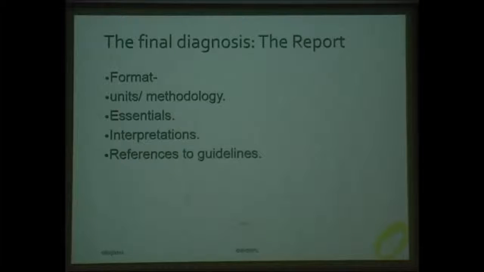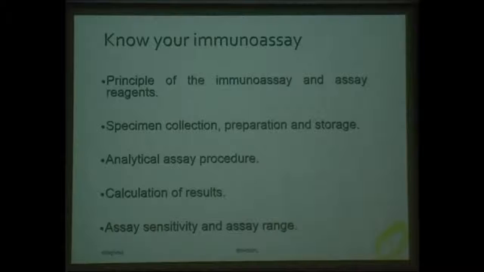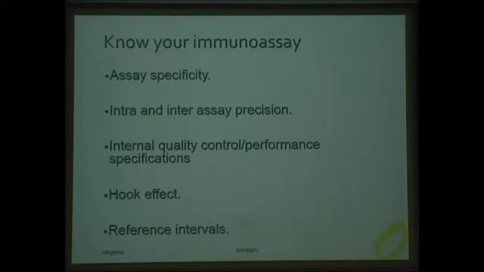If practice guidelines are being referred to, like for example thyroid, we are putting in that we have taken this from the NACB guidelines, especially for pregnancy, because these are changing every day and we also need to have some solid reference on the report for certain reference intervals. So it's basically important to know your immunoassay in terms of principle, specimen collection, analytical assay procedure, the calculation of results, the sensitivity and the range, the specificity, etc. We've already discussed this the whole day.